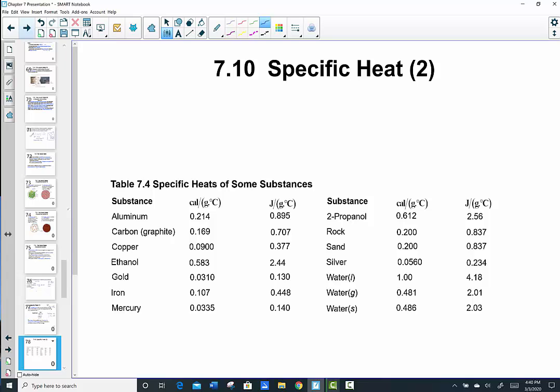Here are some examples of specific heat of substances. In the left column, these are all examples written out here. We have aluminum, 0.214 calories per gram Celsius. See that calorie unit? Or in the metric system, a joule per gram degree Celsius. Remember the conversion: 1 calorie is 4.184 joules. And you can see that right here. That's the very definition of water, right? That's our base of the system.